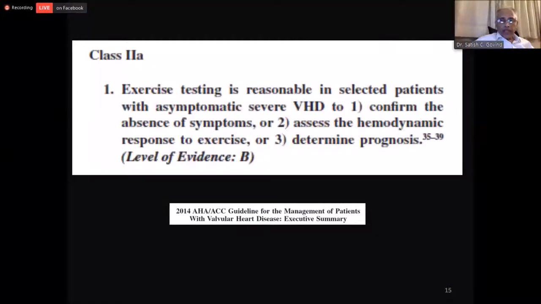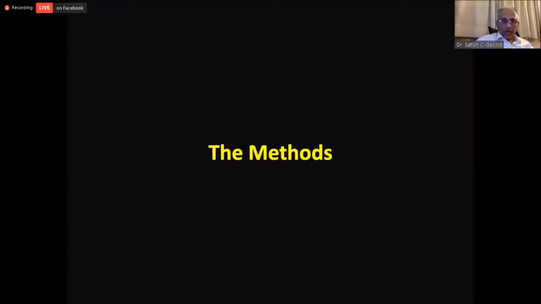As far as exercise testing, it's a very niche area. The data is still unfolding, but it's coming more and more into prominence. I have limited experience in this, but there are some institutes doing a lot of exercise testing. So again, this is to look at symptoms and their mismatch, look at hemodynamics and mismatch, and also to determine prognosis. So this is where exercise testing is concerned. It can be both exercise echo, which is preferable, and in some areas dobutamine also can play a role.